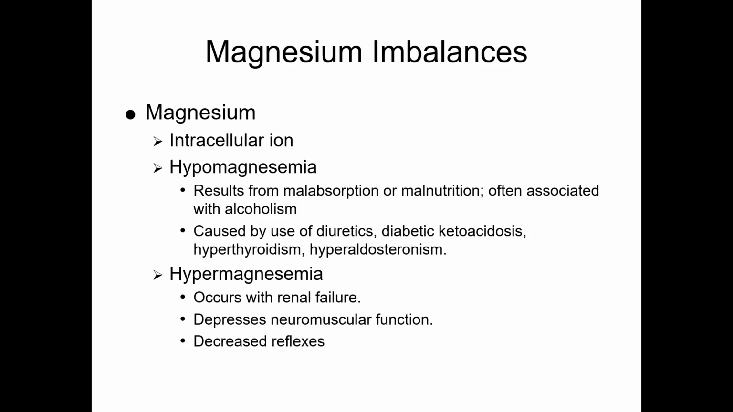Hypermagnesemia. Causes of hypermagnesemia usually occur with renal failure. Effects of hypermagnesemia would be depressed neuromuscular function, decreased reflexes, lethargy, and cardiac arrhythmias.